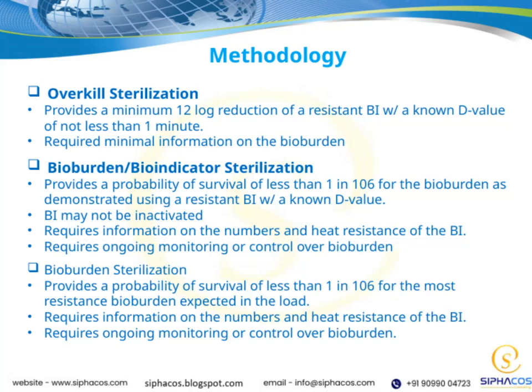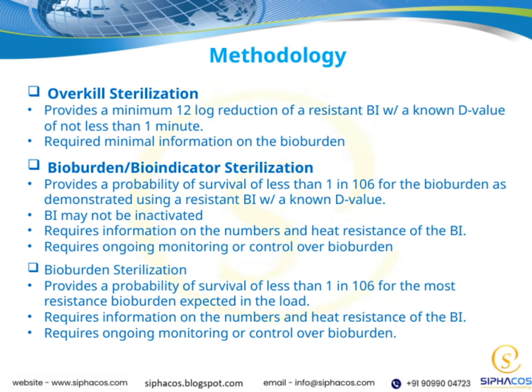When we talk about bioburden sterilization, the goal is to achieve a probability of survival of less than 1 in a million, or 10 to the power of minus 6, for the most resistant bioburden we expect in our load. This means our sterilization process must be robust enough to handle even the toughest microorganisms. To do this effectively, we need detailed information on the numbers of bioburden present and their heat resistance characteristics. Additionally, ongoing monitoring or control is essential to ensure these conditions are maintained consistently over time.